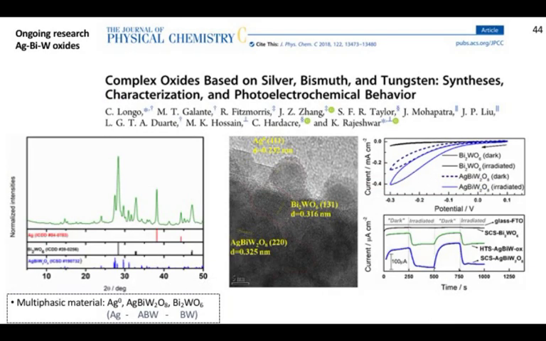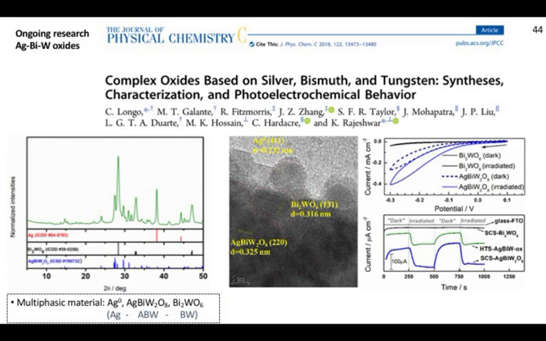So we recently published this paper in JPCC, where we evaluate this AgBiW2O8 phase as a promising photocathode. So we can see, for instance, that if we compare with bismuth tungstate, which is an n-type semiconductor, we don't have cathodic photocurrent for bismuth tungstate, but for the silver bismuth tungstate, we have a remarkable photocurrent. And we also evaluated this multiphasic compound. So we tried to synthesize this material by hydrothermal synthesis.